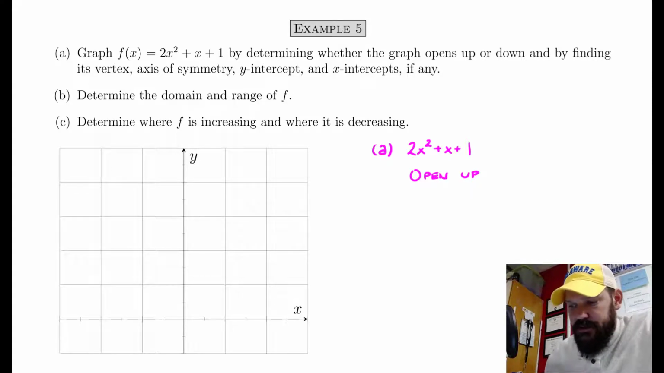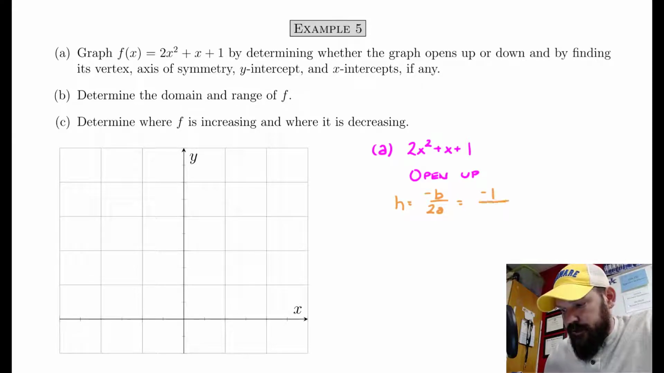Find its vertex. So again, the vertex is also one of those things that's really easy to find. In this case, we're just going to say that h is equal to the opposite of b over 2a. So our b value is 1 and a is 2. So we get an x-coordinate of negative 1/4, and then we want to find the y-coordinate that corresponds to the negative 1/4. And we do that by just evaluating our function at negative 1/4.